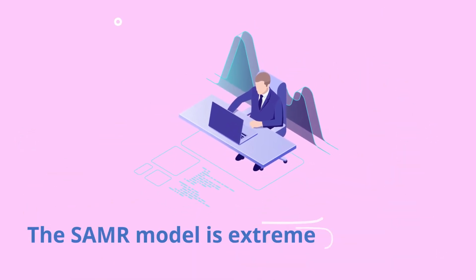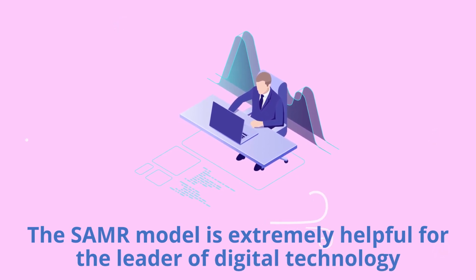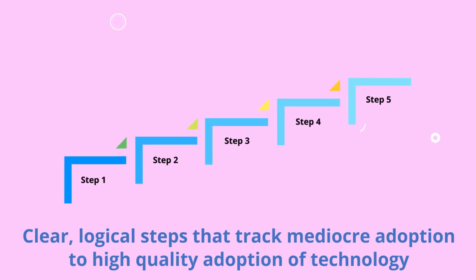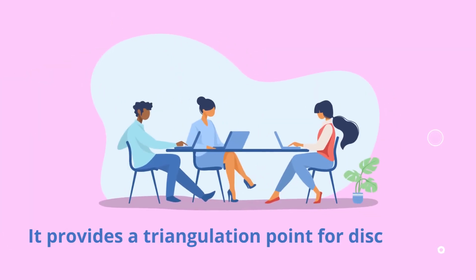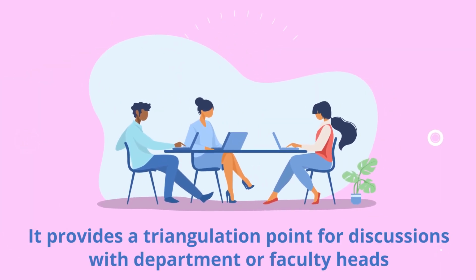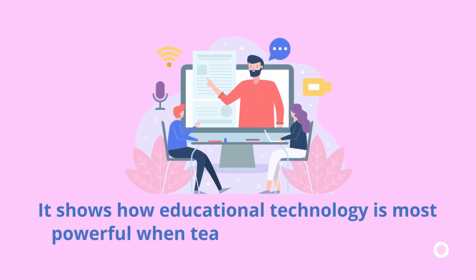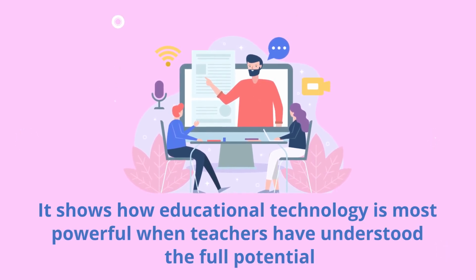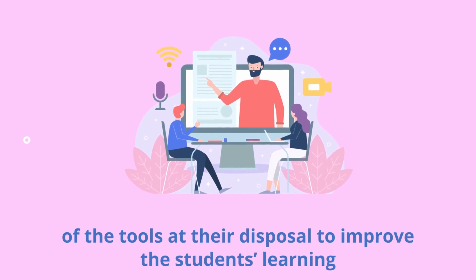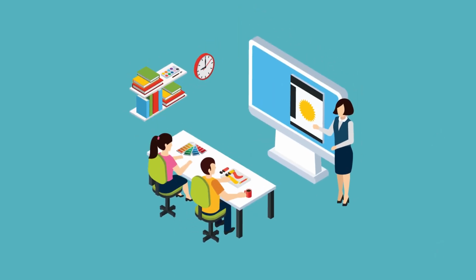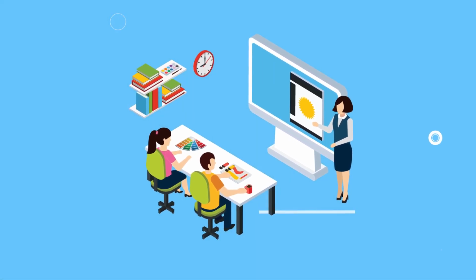To summarize, the SAMR model is extremely helpful for the leader of digital technology because it provides clear, logical steps that track mediocre adoption to high-quality adoption of technology, which means the starting points of teachers' levels of skill with educational technology can be gauged. It provides a triangulation point for discussions with department or faculty heads about how they can raise the quality of educational technology in their teams. It shows how educational technology is most powerful when teachers have understood the full potential of the tools at their disposal to improve the students' learning, not just by changing the way teachers behave, but by putting the technology in the hands of the student.